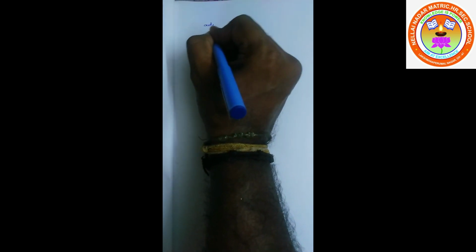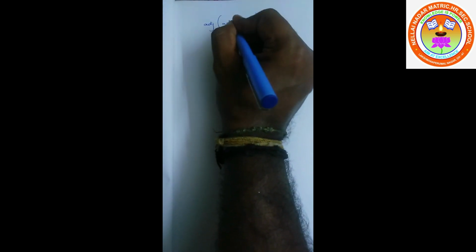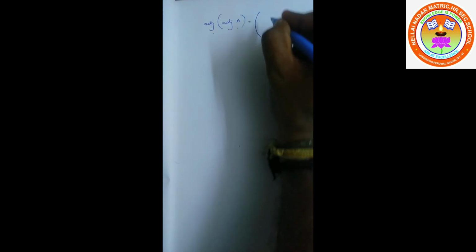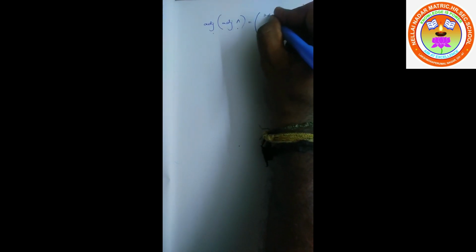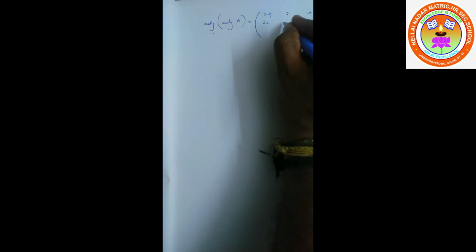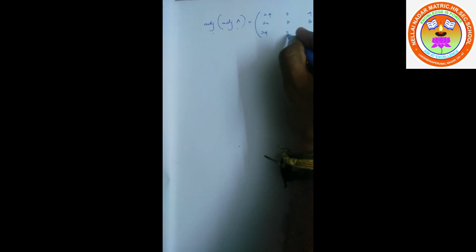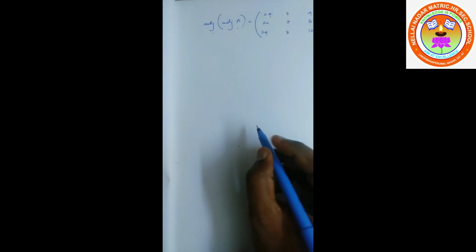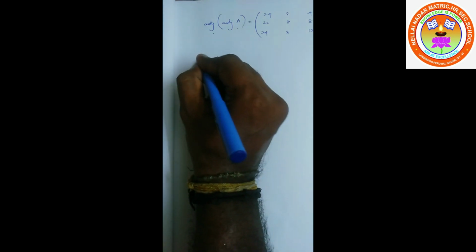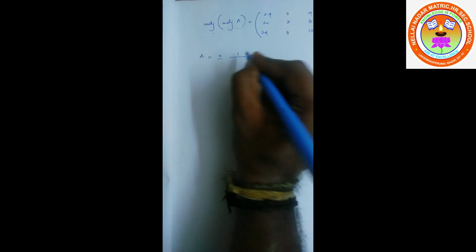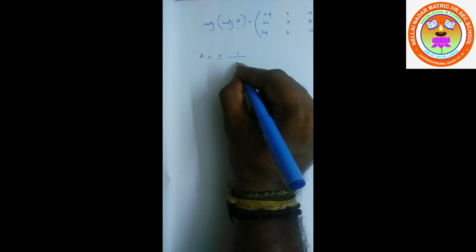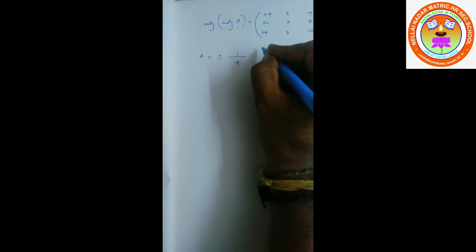Adjoint of adjoint of A is equal to [24, 8, 4; 20, 8, 8; 24, 8, 12]. Now I need to apply the formula. A is equal to plus or minus 1 divided by the square root of determinant of adjoint of A, which is nothing but 4. Next, adjoint of adjoint of A is this one.